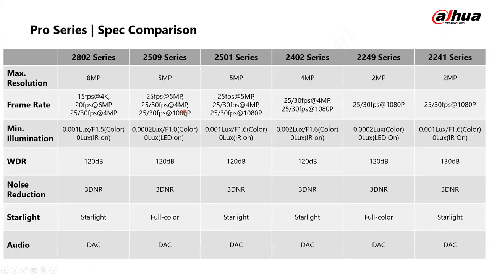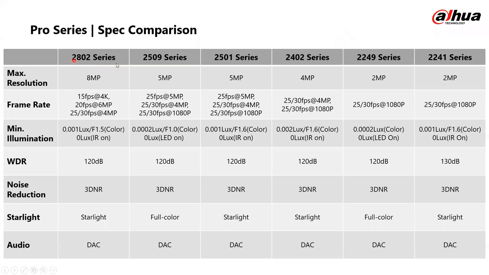Okay. So let's take a look at some of these specification comparisons for the Pro series, where we have the 2802 series, 2509, 2501, 2402, then the 2249 series, and all the way to the 2241 series. The maximum resolution for this series is 8 megapixels. Here we have 5 megapixels, 5 megapixels again. Here we have 4 megapixels, 2 megapixels, 2 megapixels again.